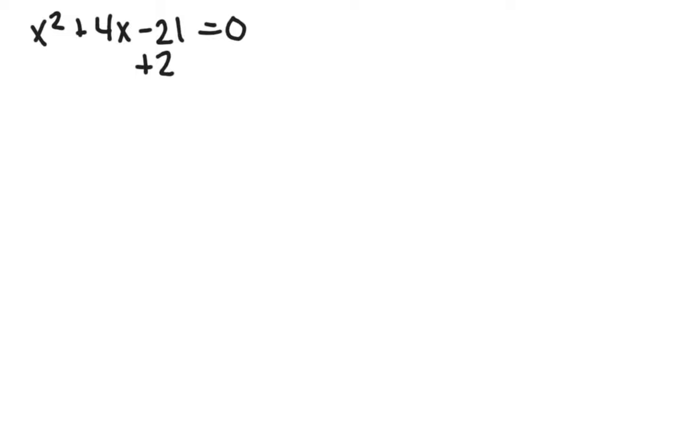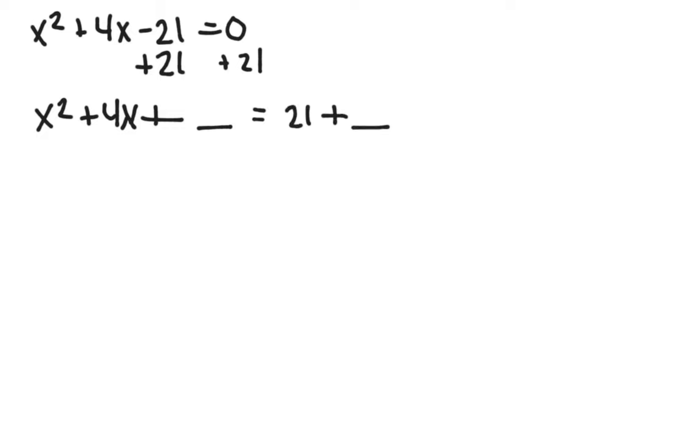So we're going to add 21 to each side. I get x squared plus 4x. We put a plus blank equals 21 plus blank. And we need a blank on each side because what we do to one side, we need to do to the other to keep it balanced. Okay, take the 4, divide it by 2. That's 2. Take the 2, square it. That's 4.